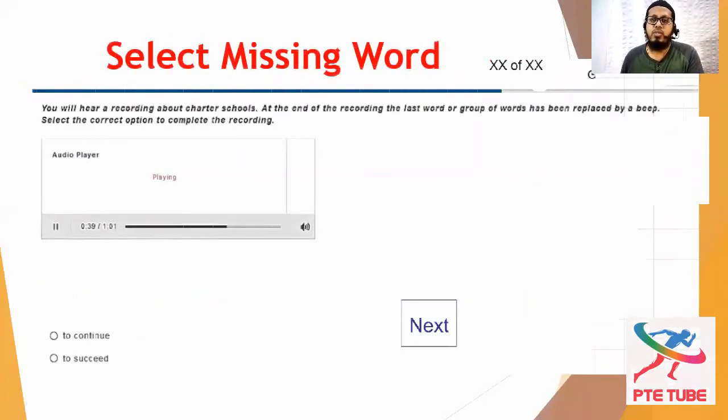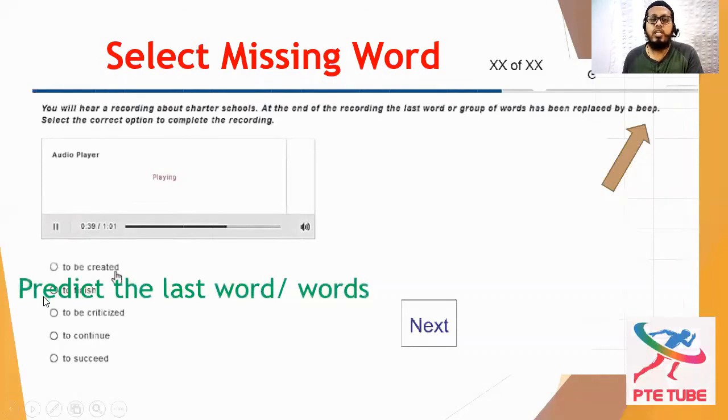And again, select missing word. Here, a sentence will be played, and at the end of the sentence, a portion of the sentence will be replaced by a beep. Okay, and that beep could be a word or words. You need to listen to the whole sentence and then predict what could be the last words, and you need to check the right one. Only one answer is right. Once you finish, you just need to click next.